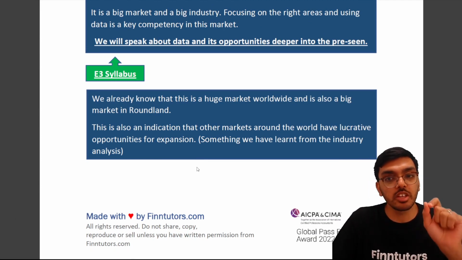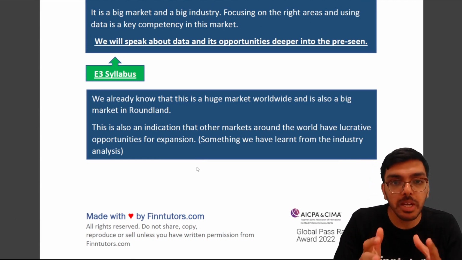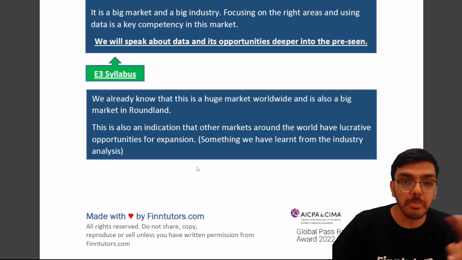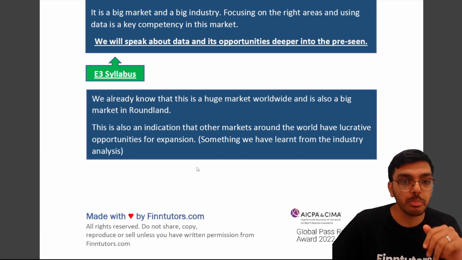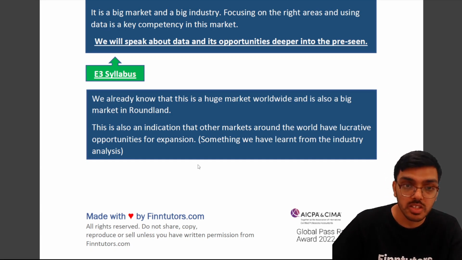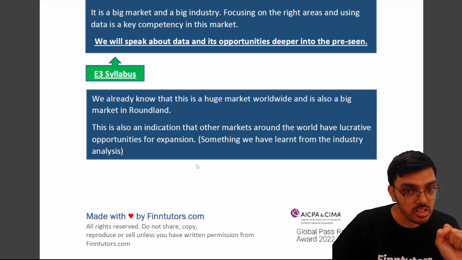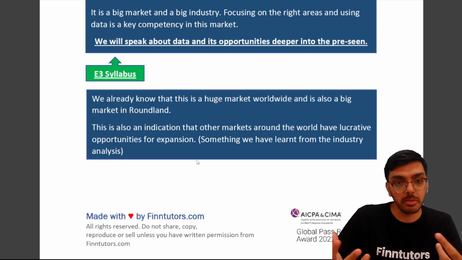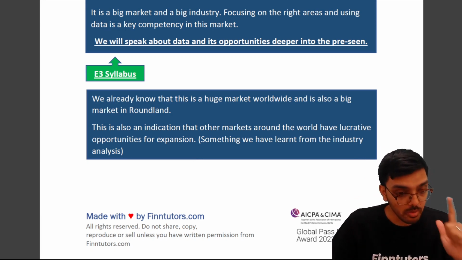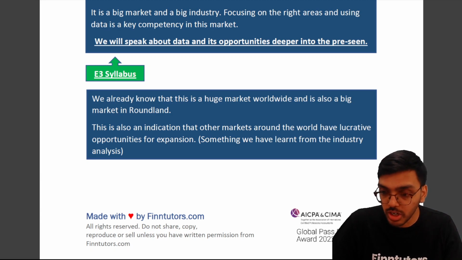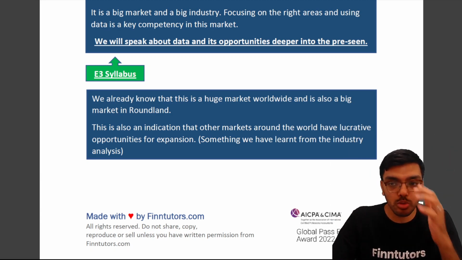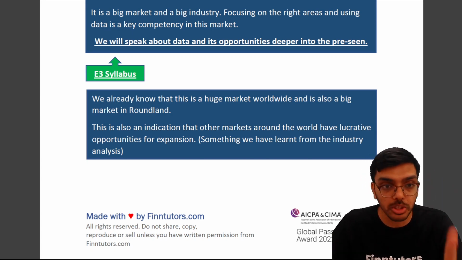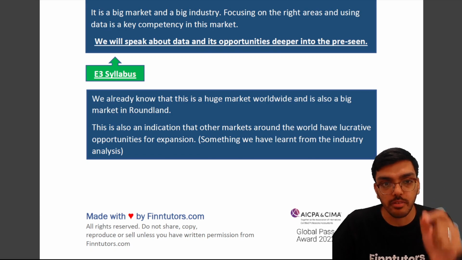We already know that this is a huge market worldwide, and it's also a big market in Roundland, the logistics industry. This is also an indication that other markets around the world have lucrative opportunities for expansion. We have learned this from our industry analysis, which further tells me that not only Roundland, for our company to grow, maybe expansion can be looked at, where we spoke about the Ansoff's matrix already. So this page I have used to give you ideas and links to our E3, P3 and F3 syllabus, and a top issue of ethics was also identified.